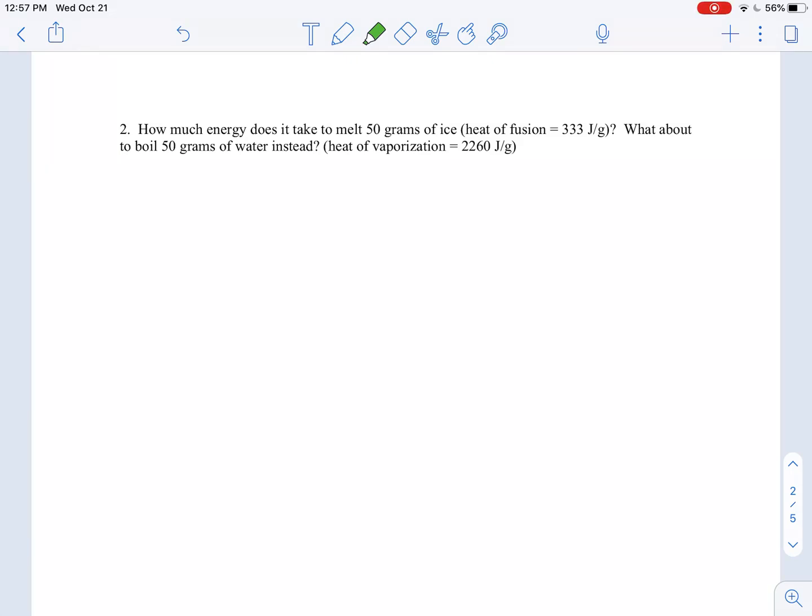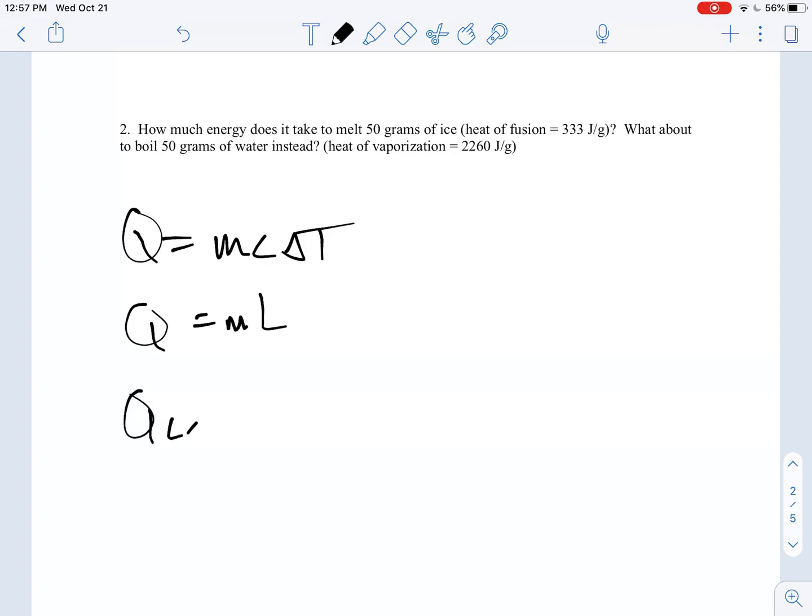All right, number 2 here. Once again, we've got our 3 equations. Q is equal to mc delta T. Q is equal to m times L. And then Q lost equals negative Q gained here, right?